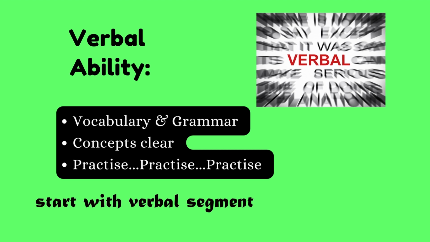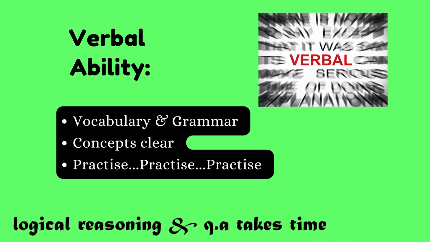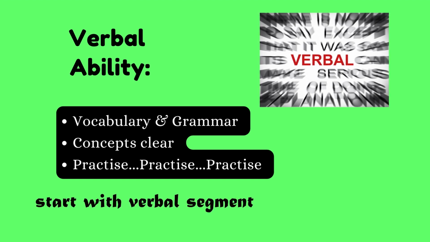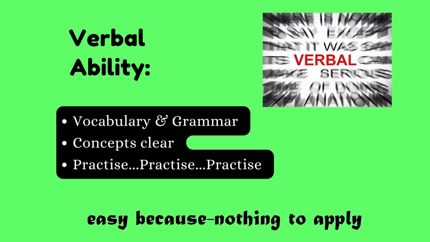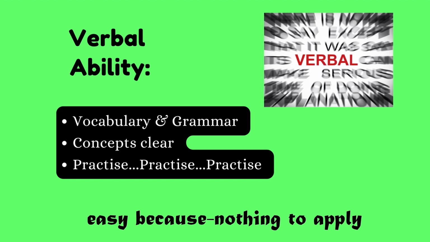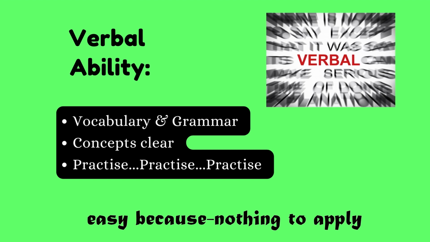Whenever you're writing an aptitude round, you must start with the verbal ability segment, because logical reasoning and quantitative aptitude both will take time to solve the problem. But verbal ability, it being English, there is nothing to be applied. You just understand the question, look at the options, and give the right answer. So there will be no such time for solving. So start with verbal ability because it's going to earn you more points in less time.